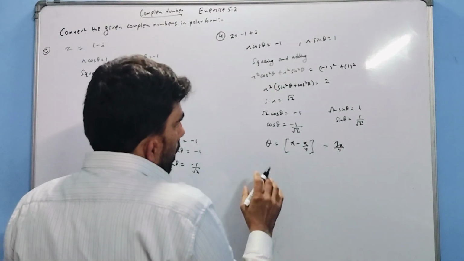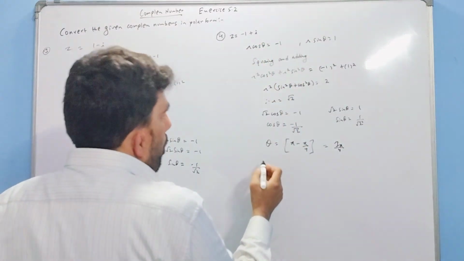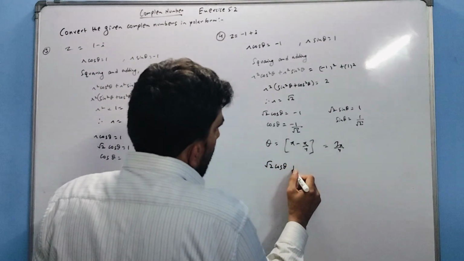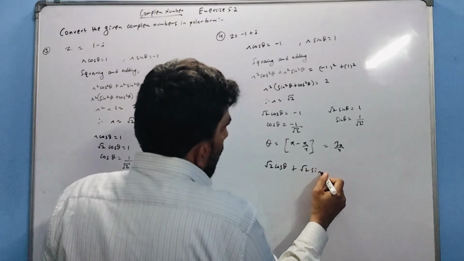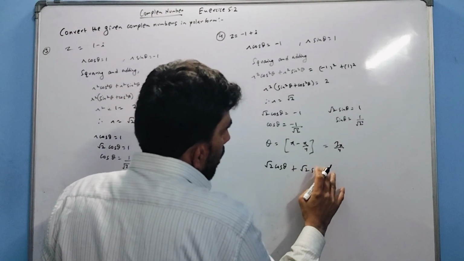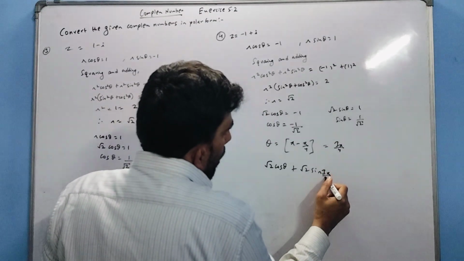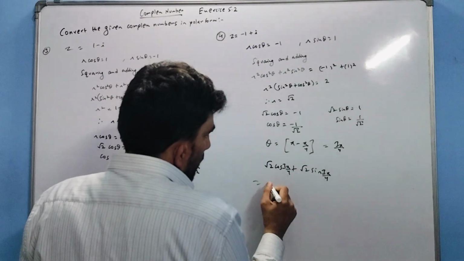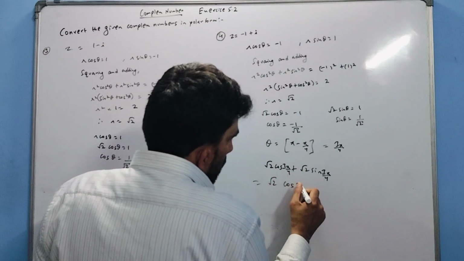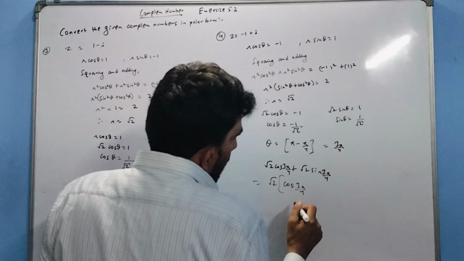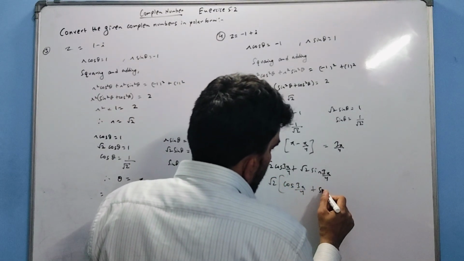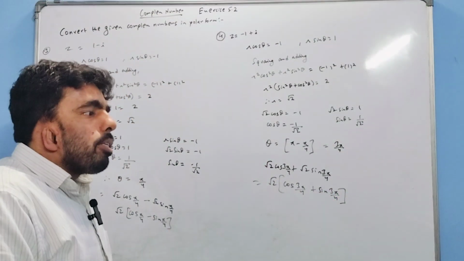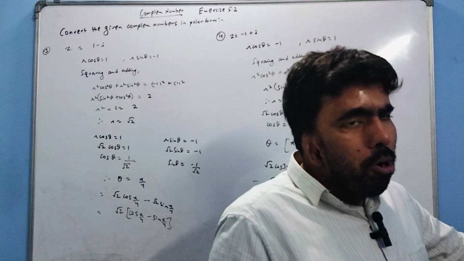Now we'll try to write the polar form of this complex number, that is root 2 cos theta plus root 2 sin theta. Theta we have already found, that is 3 pi by 4. Here we'll write 3 pi by 4. So you can take root 2 as common: cos 3 pi by 4 plus i sin 3 pi by 4. Okay, so like this we can find the polar form of the complex number.